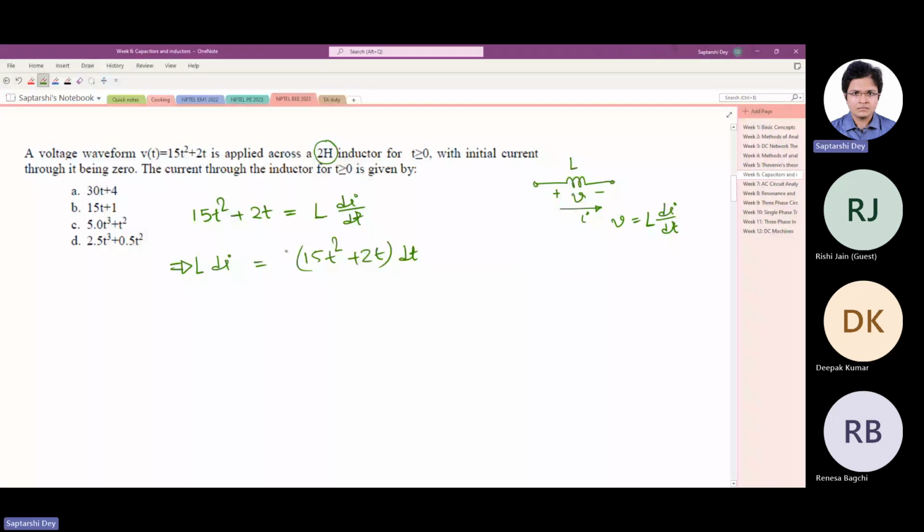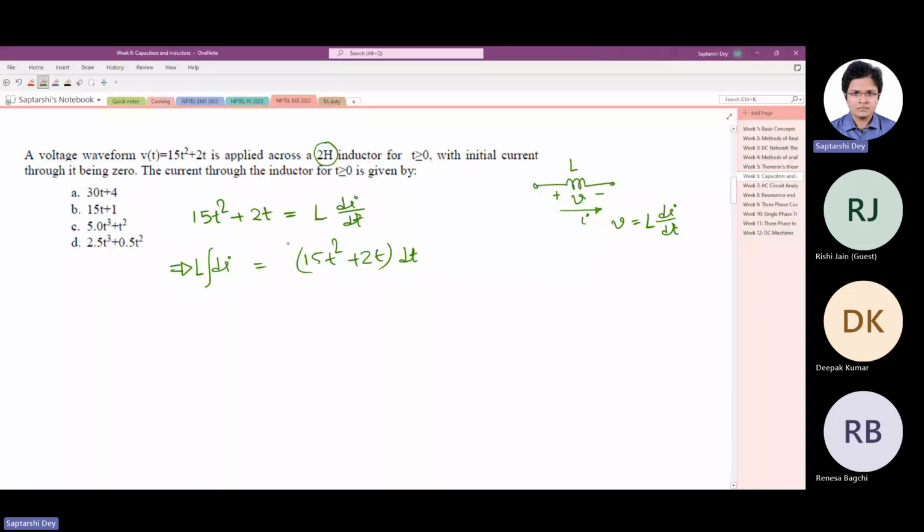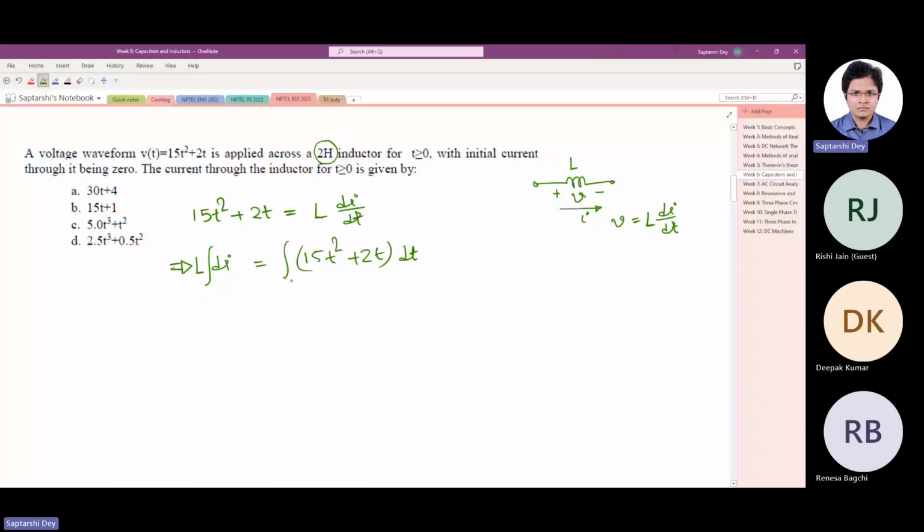Although these things should be known to you by now, I will just tell once again. You have been asked to find an expression for the current through the inductor, so basically you have to find i as a function of time. This is a general equation for current, and it starts from t equals 0, so the limit goes from 0 to t, where t means any t. Then you can put in a value of t and get the current flowing through it. And at t equals 0, the current was 0, as mentioned in the question, with initial current through it being 0.